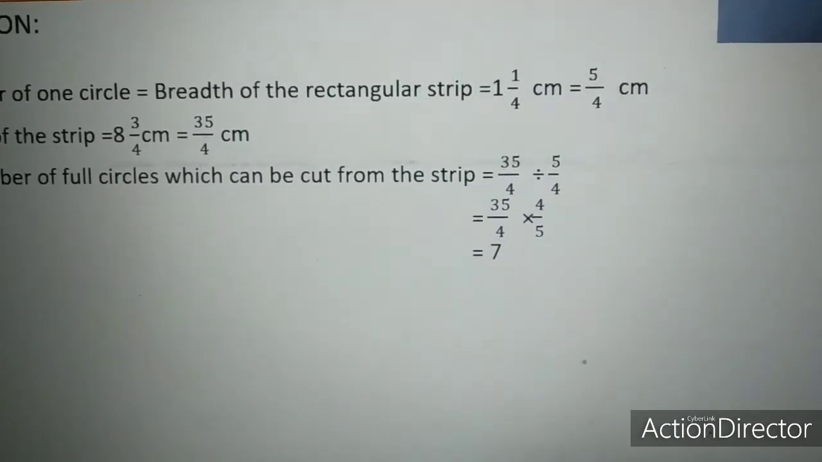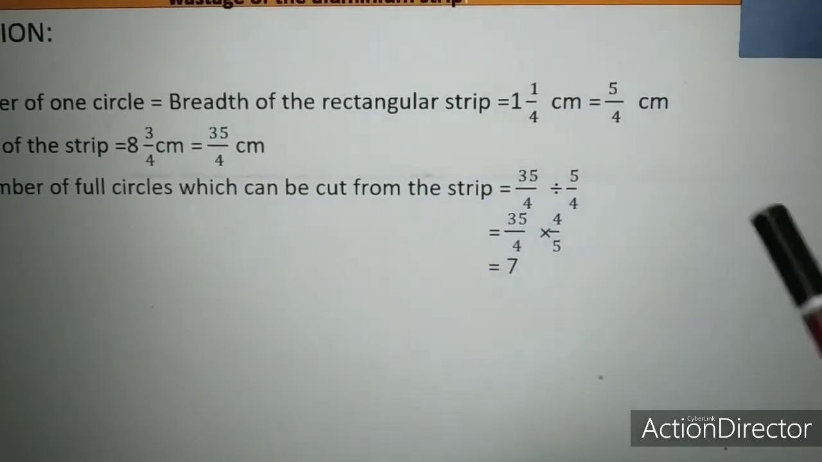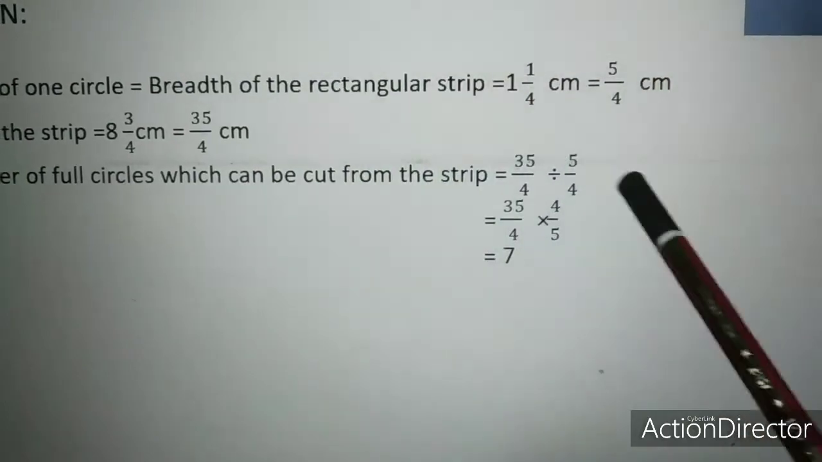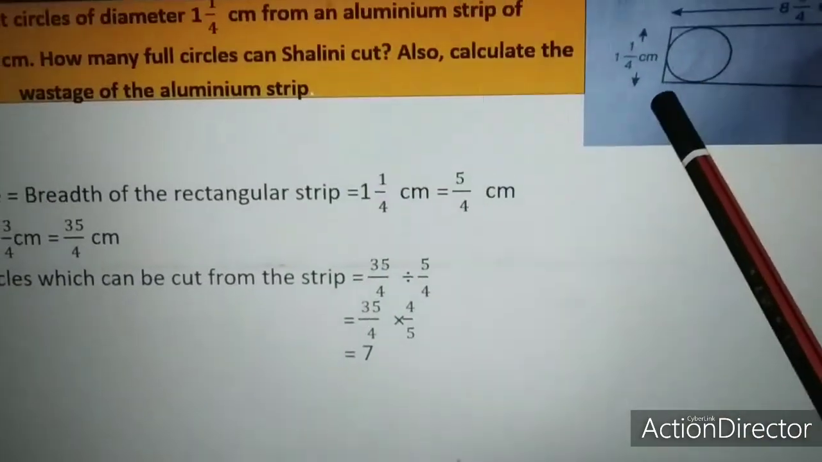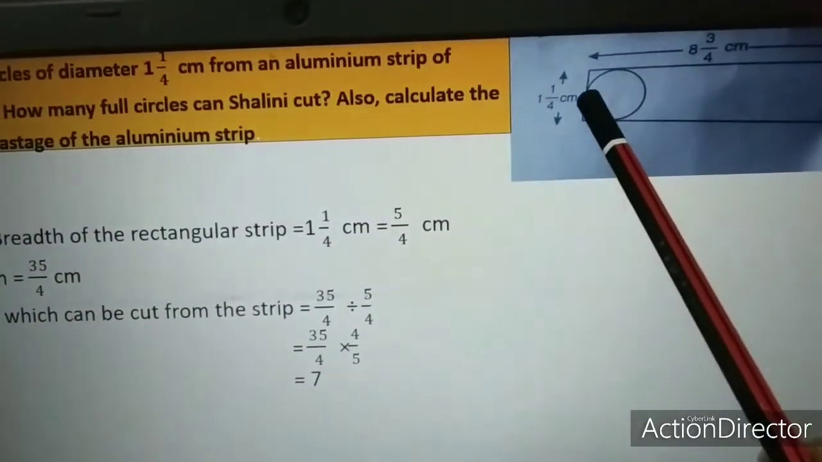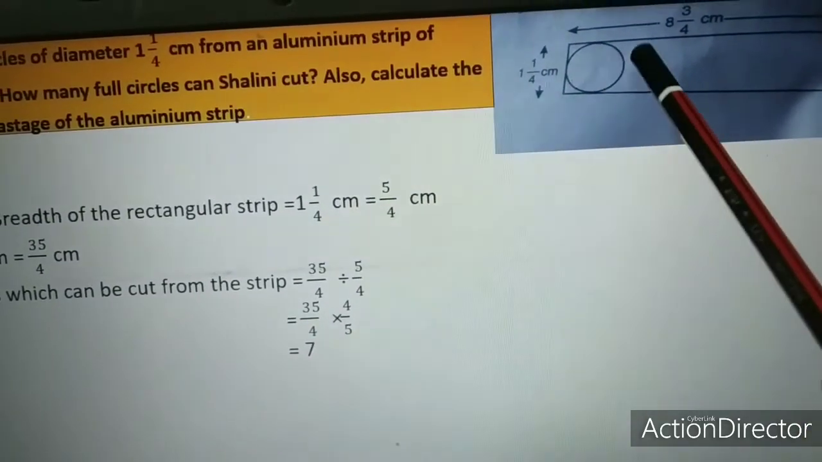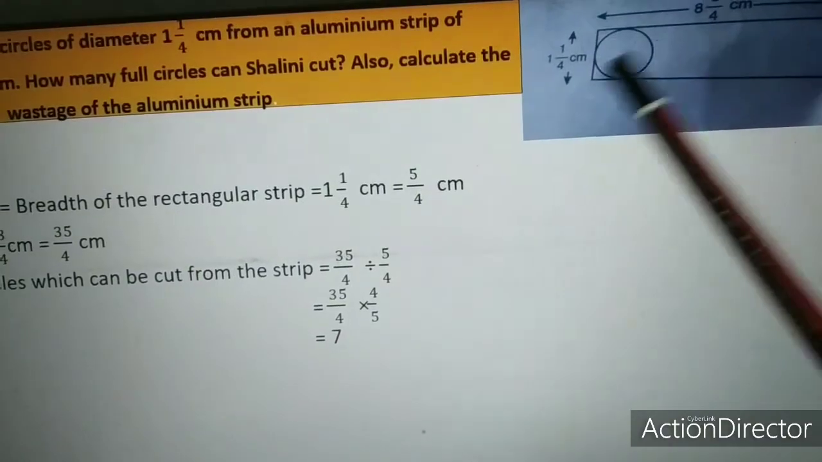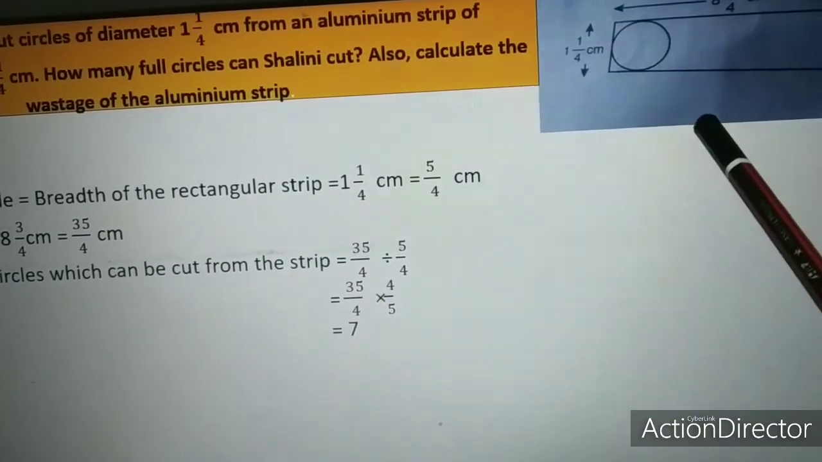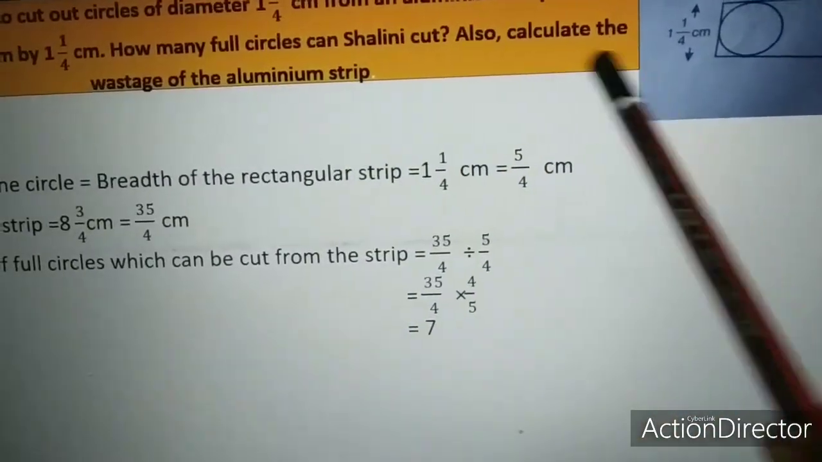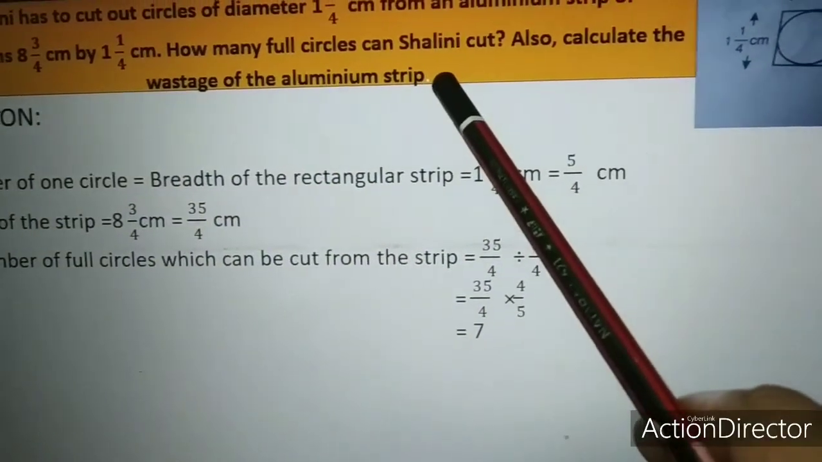Now you have got the diameter of the circle. So from this we can find the radius of the circle. After finding the radius of the circle, we will find the area of this aluminium strip, that is this rectangle, then the area of 7 circles. Then we will subtract both. After subtracting both, we will be getting the wastage of the aluminium strip.